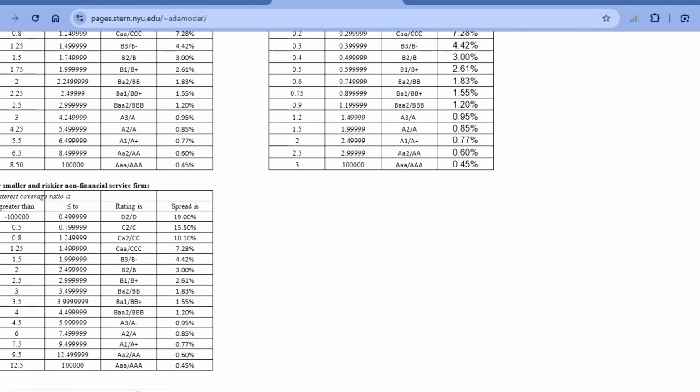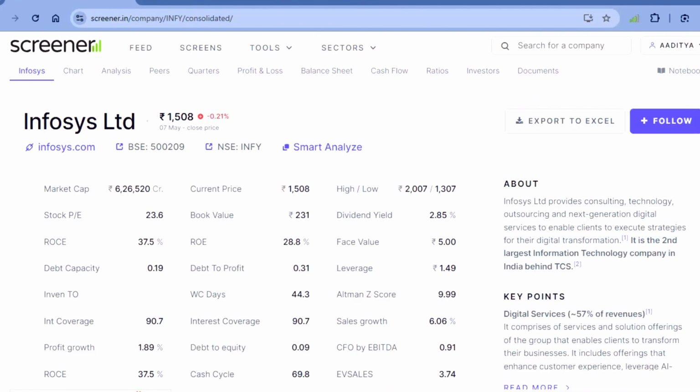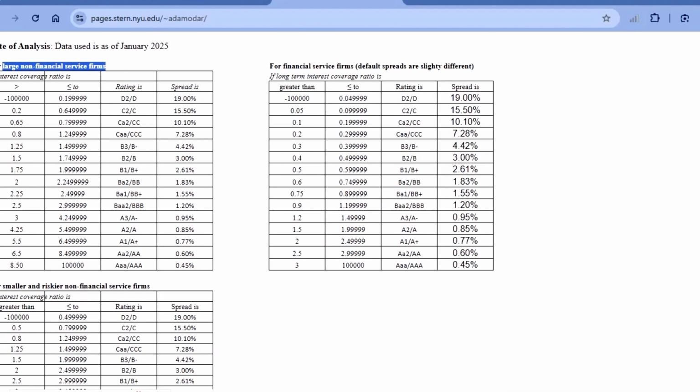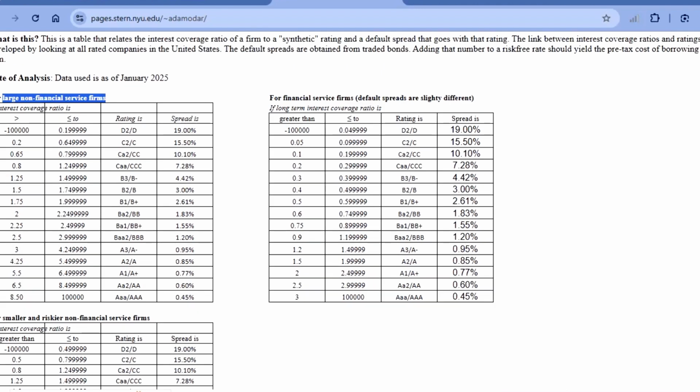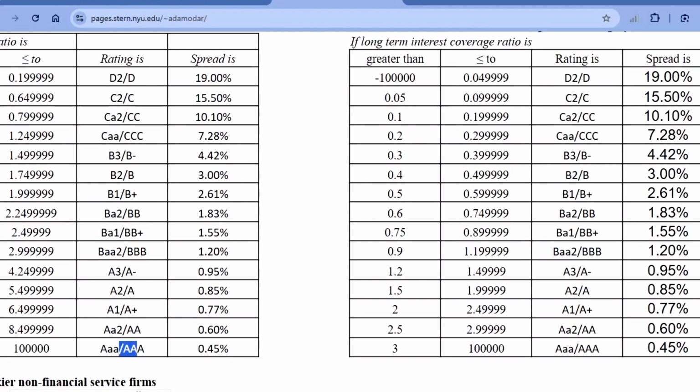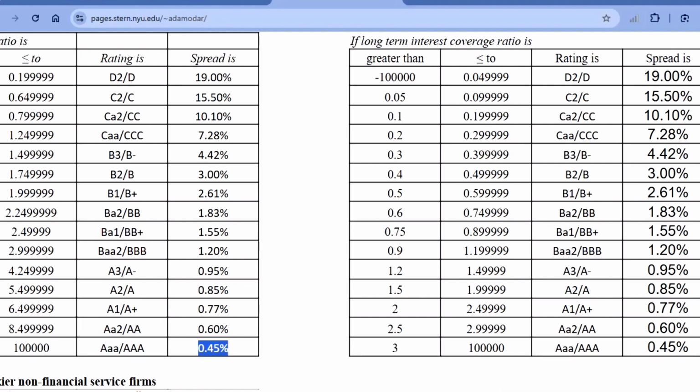In this, our company is a small, riskier, non-financial service company. No, our company is a big company, a 6 lakh crore company. So it is a large non-financial service company. For a triple A rating, the spread is 0.45. Okay, pick this from here.